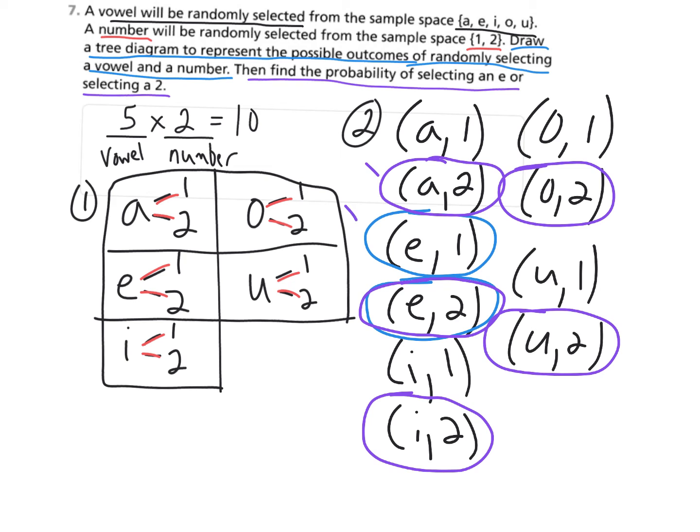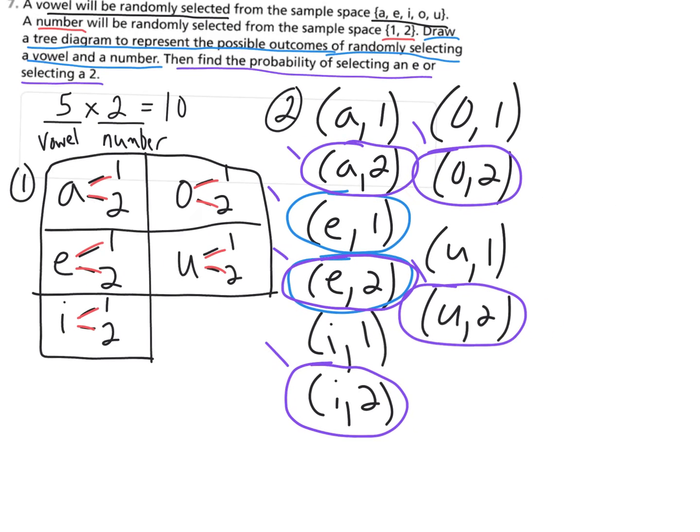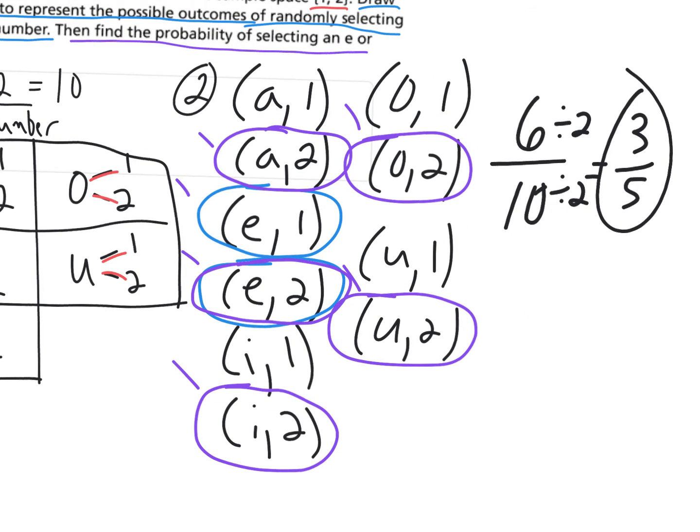So if you count that up, 1, 2, 3, 4, 5, 6. That's 6 out of our 10 possible. Those are both even, so we could reduce that down. We'll always reduce our fractions if we can, so that would be a 3/5 chance. If you worked it out, it would be 60% chance as a percent.